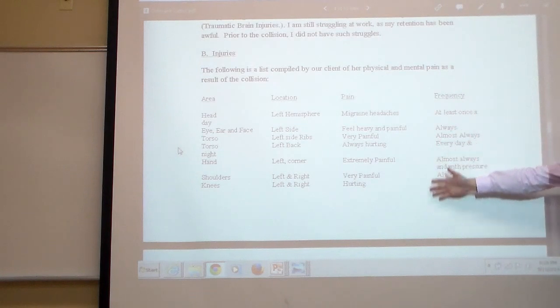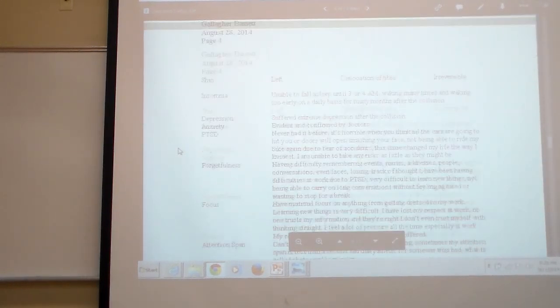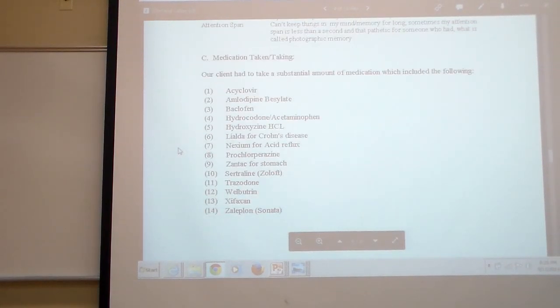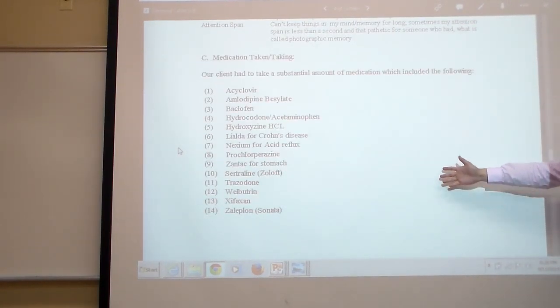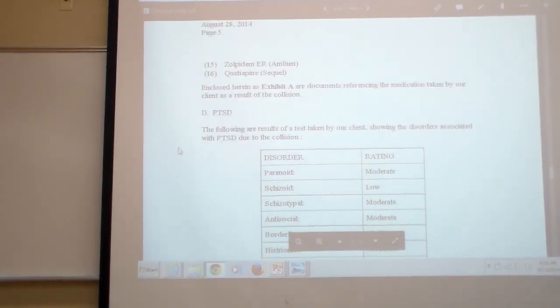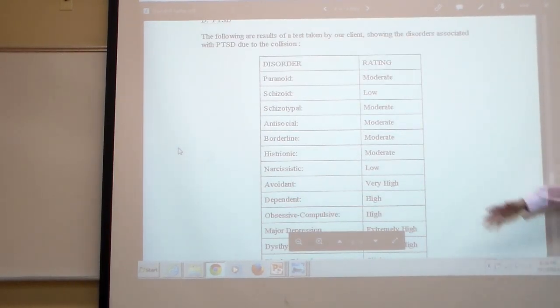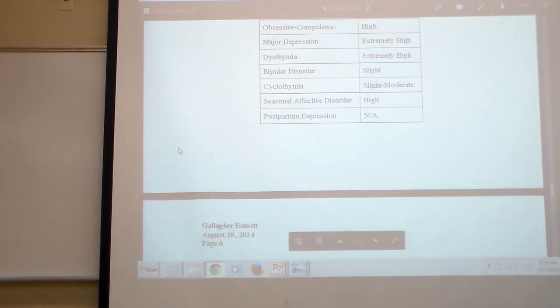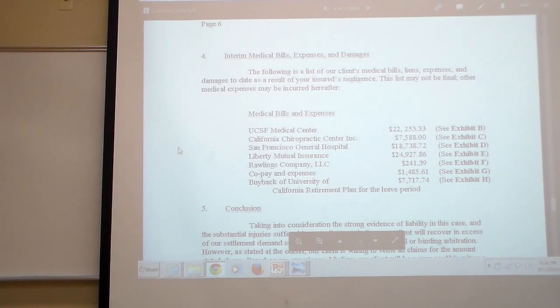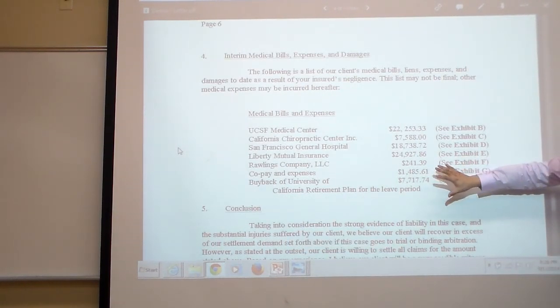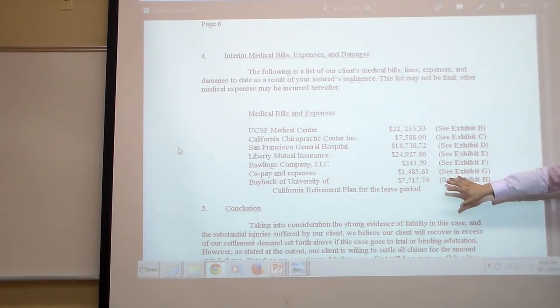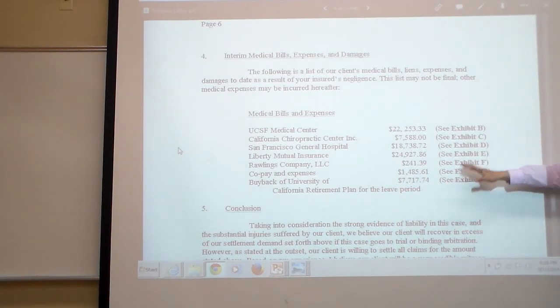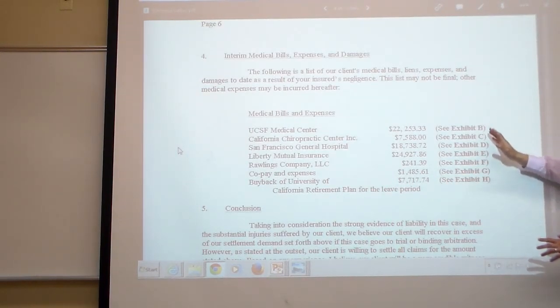This is the actual injury that we listed. And these are the medications my client is taking. And this is the result for PTSD. It's mental issues, mental problems. And these are the medical bills and other related expenses. Now, after reading this, are you going to cry?